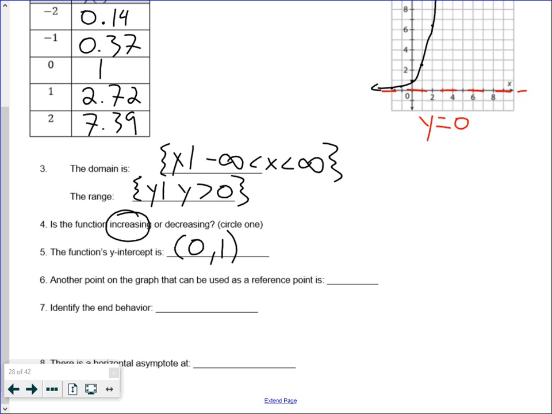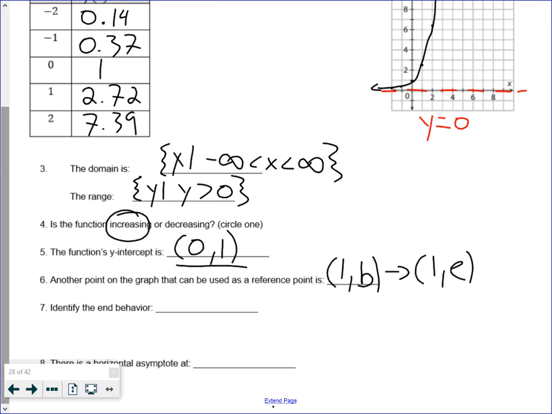Number 6, another reference point on the graph that can be used as a reference point. So the point (0, 1), for every exponential function, we always use that as one of our reference points. Our other reference point for this function is going to be the same exact reference point we use for other growth functions, which is (1, b). Remember, for exponential growth functions, we always use (0, 1) and (1, b). And for the case of our base being e, our b is always e. So anytime you have a base of e, our other reference point is always just going to be (1, e), since our b is going to be equal to e for these types of problems.